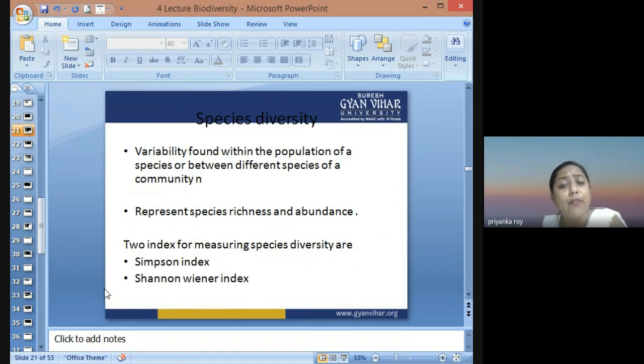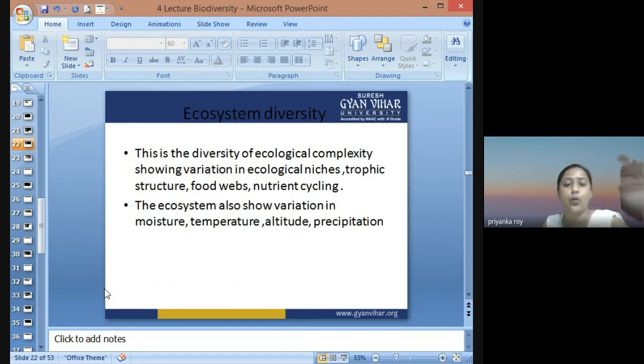Species diversity is the variability found within the population of a species or between the species of a community. It represents species richness, how rich they are in genetic pool, and how abundant they are in that region. There are two indices of measuring species diversity, the Simpson index and the Shannon-Wiener index. We will talk about it all when we go into further detail in understanding ecosystem and diversity.